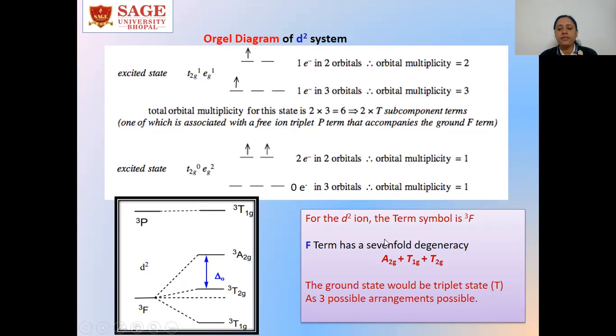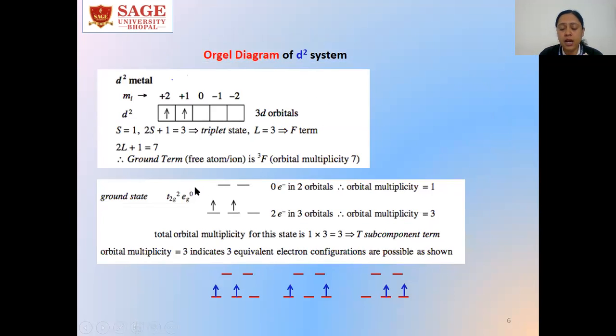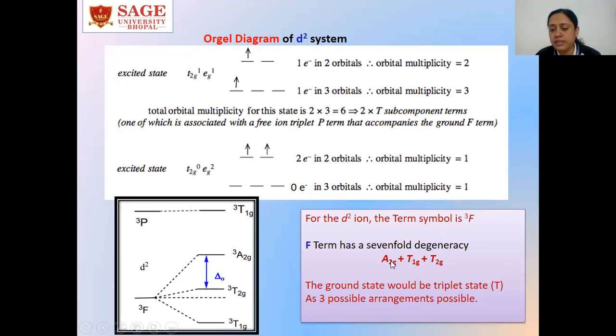So we know that the F term has 7-fold degeneracy, and for d2 the term symbol 3F, the splitting will be A2g, T1g and T2g. But as we have seen, in the ground term, when the t2g2 electronic configuration is there, there are 3 possible arrangements. The orbital multiplicity was 3 into 1 equals 3, so a T subcomponent term. So now we know among these A2g, T1g, T2g, the T term will be the ground term. So 3T1g is the ground term.